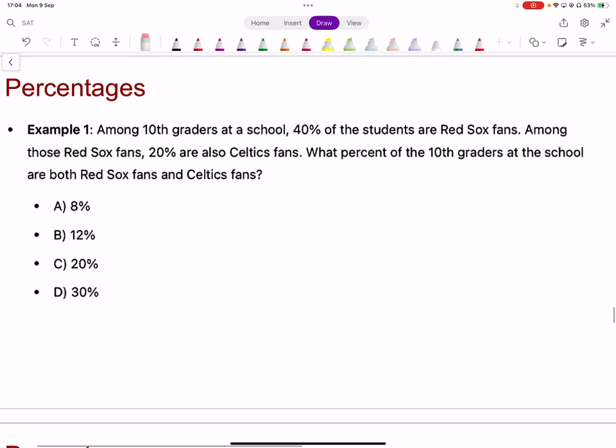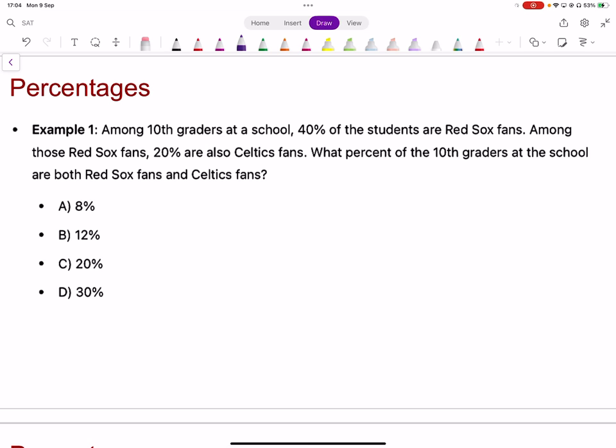Let's have a look at this. Let's look at some examples. Among 10th graders at a school, 40% of the students are Red Sox fans. I don't know what this is. It's probably some sports team. 40% of students are this team's fans. Among those fans, 20% are Celtics fans. What percent of the 10th graders at the school are both Red Sox fans and Celtics fans?